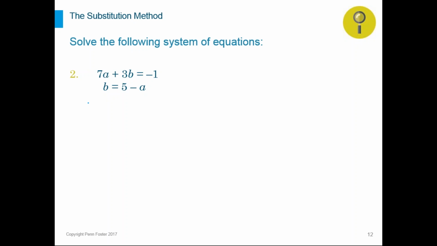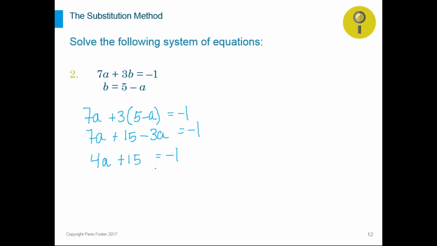Let's do it. So 7a plus 3 times b, meaning 3 times 5 minus a, and that should equal negative 1. 7a will stay the same, plus 3 times 5 is 15. And 3 times negative a is minus 3a, equals negative 1. I have negative 3a and 7a, like terms, so combine. 7a minus 3a is 4a, plus 15 should equal negative 1.